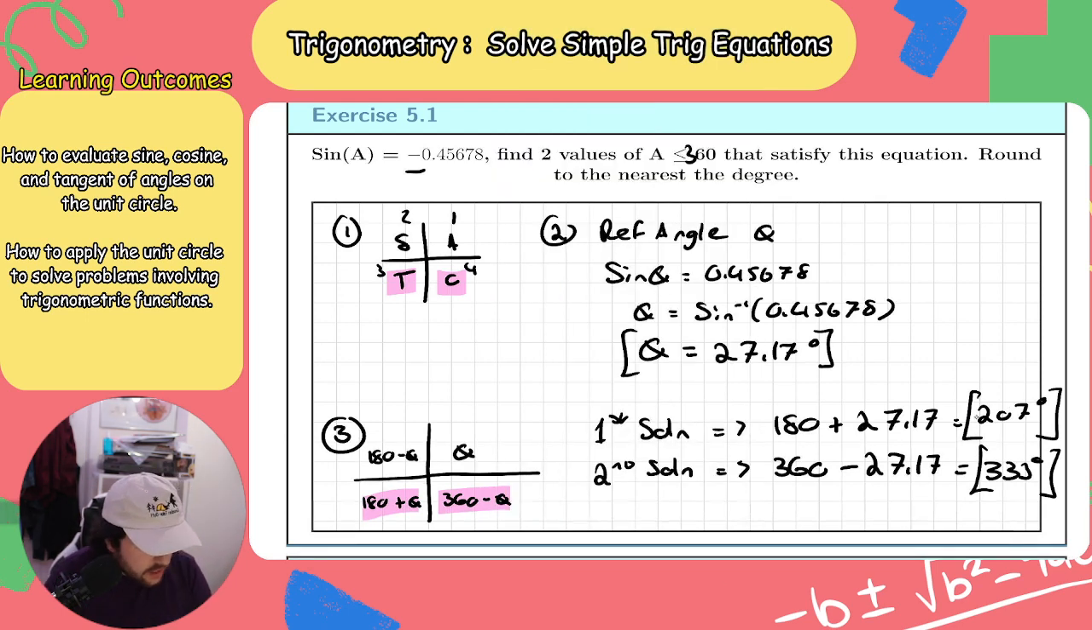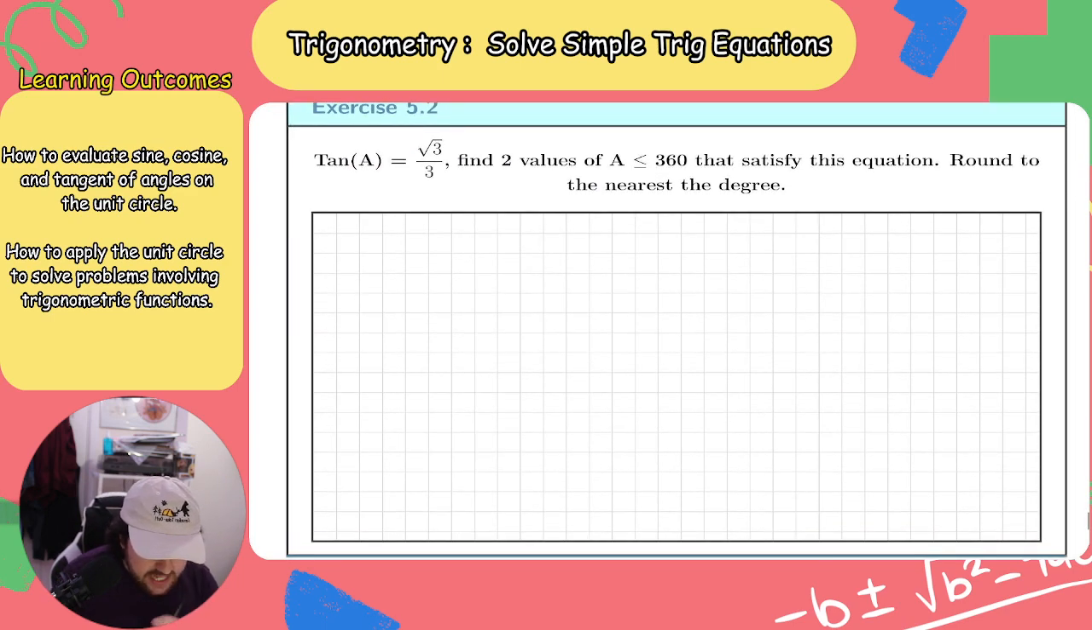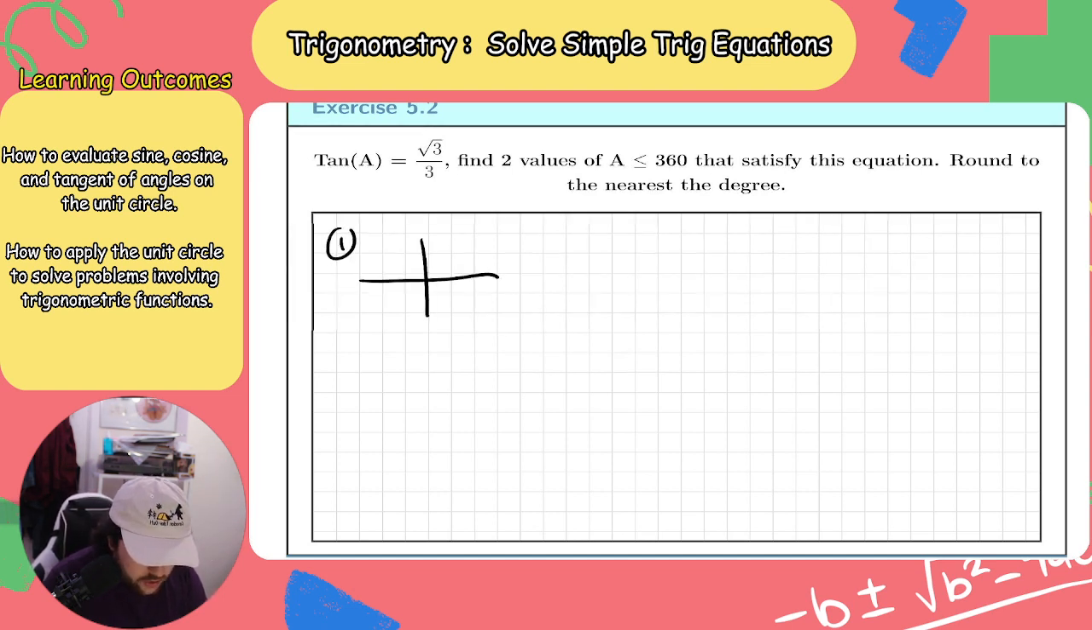Right, let's do some more here. So now I have tan A is equal to square root of 3 all over 3. Find two values of A less than 360 that satisfy this equation, rounded to the nearest degree. Well, first of all, let's find what quadrant it lies in.